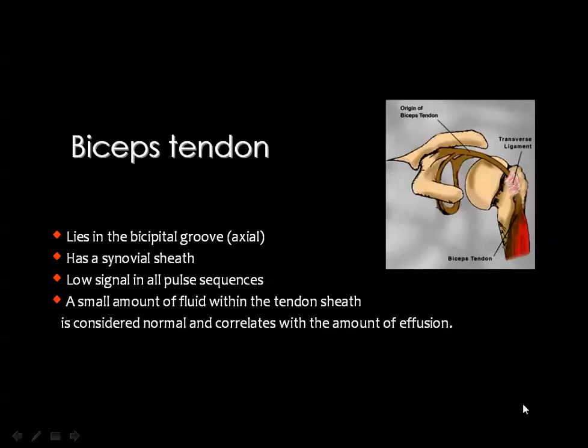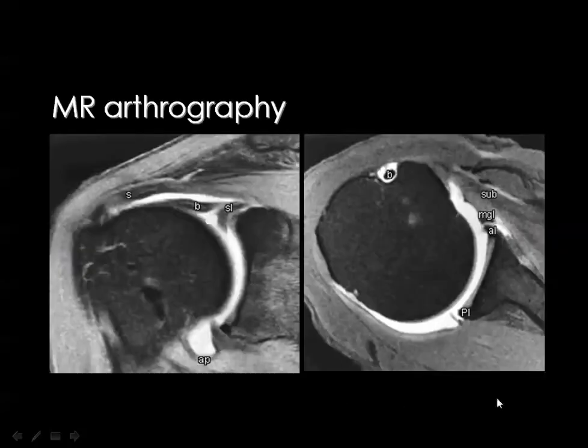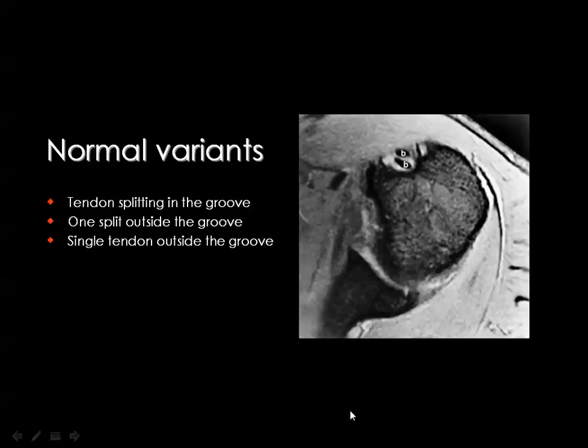The biceps tendon is evaluated mainly in the groove and in the axial images for any abnormalities. If you want to see the full course, then you should have an MR arthrogram. You will see the tendon passing through the bicipital groove, crossing above the head of the humerus to insert at the base of the superior labrum. In the axial images, you see the groove, which is located between the lesser tuberosity and the greater tuberosity, and then you can see the biceps tendon.